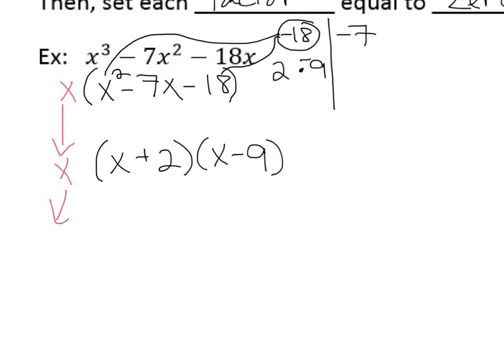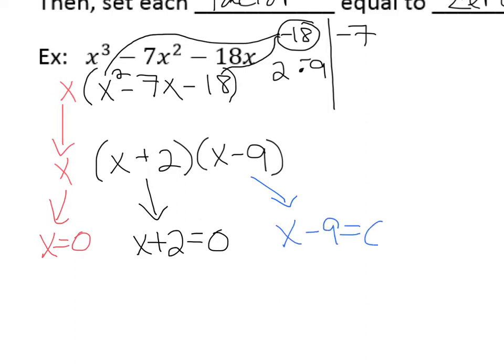So we have x equals 0, since there's no plus or minus there. x plus 2 equals 0. And x minus 9 equals 0. The first one's already been solved for us, x equals 0. The second one, we subtract 2, so x equals negative 2. And the third one, we add 9 for that minus, so x equals 9.